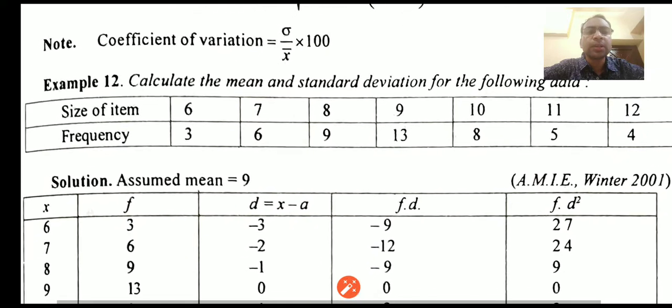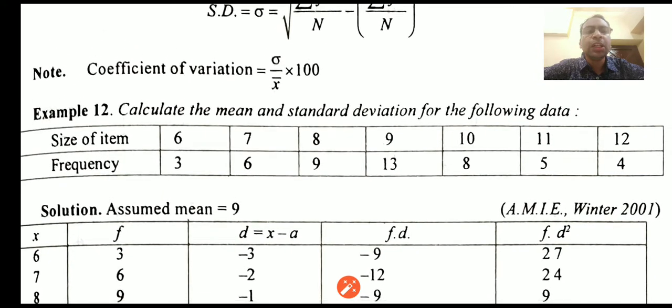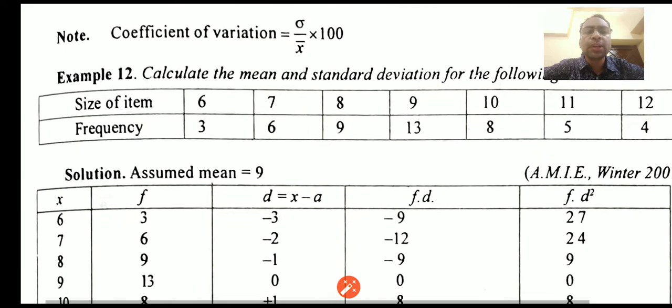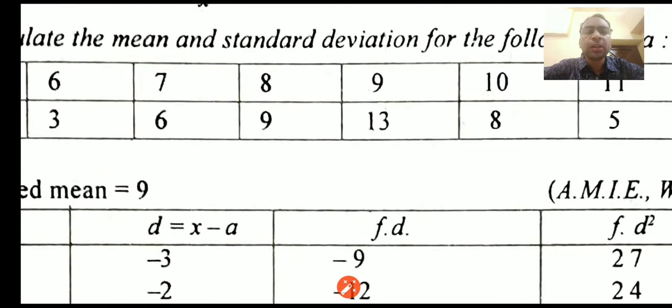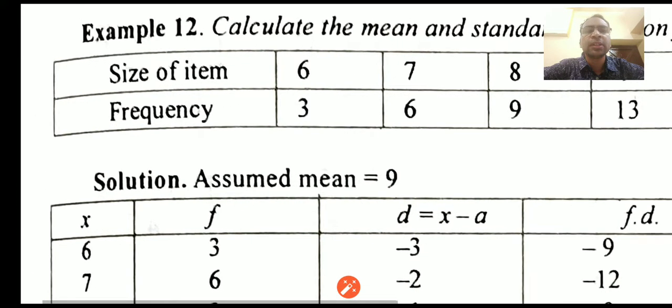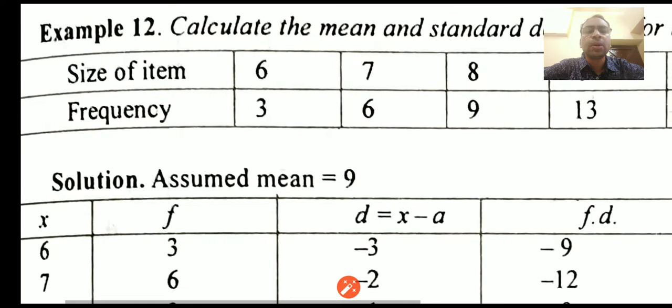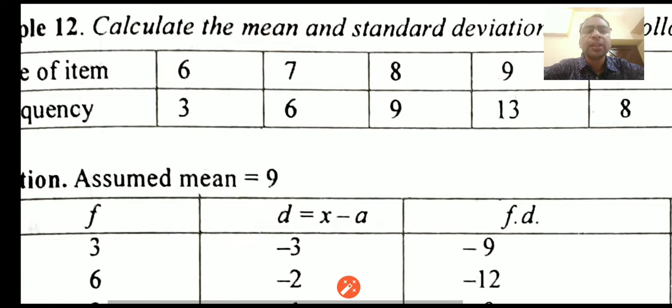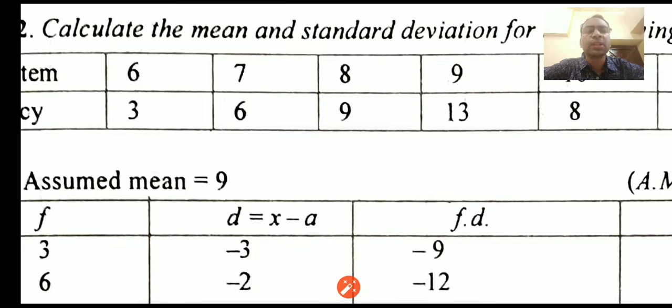So let us start, construct the table. We need to focus on what columns we need to construct here. So let's see the table. We have a column for X, the items. We have a column F for frequencies. Then we'll have a column for D, which will give us the deviation.